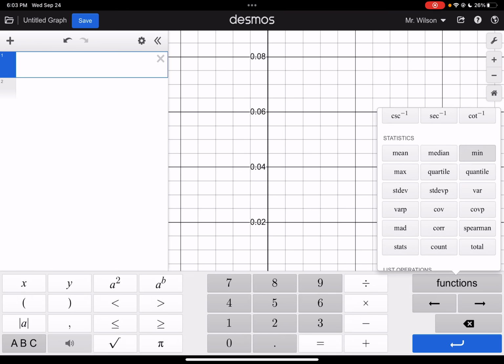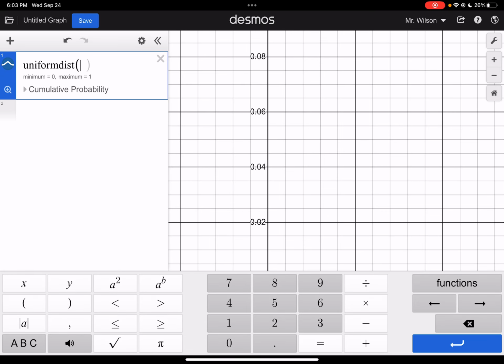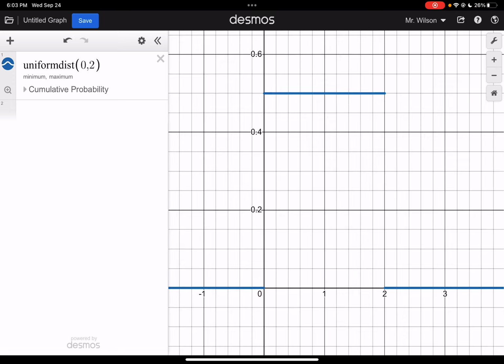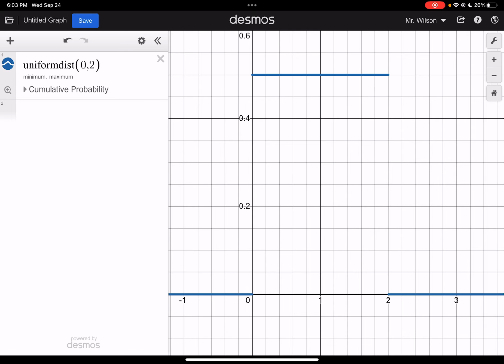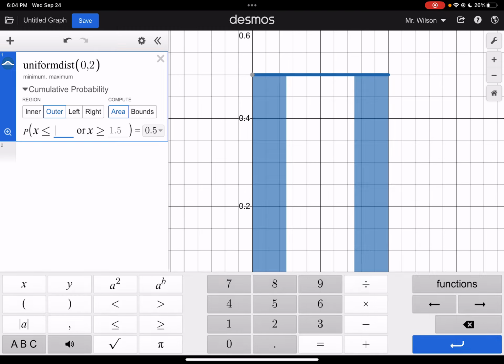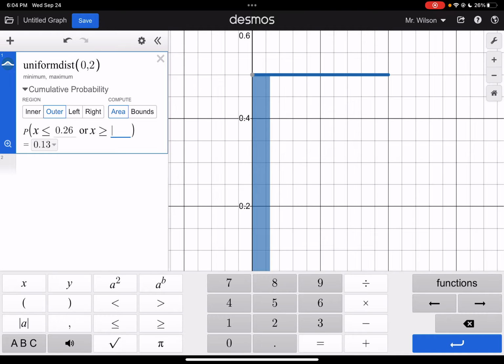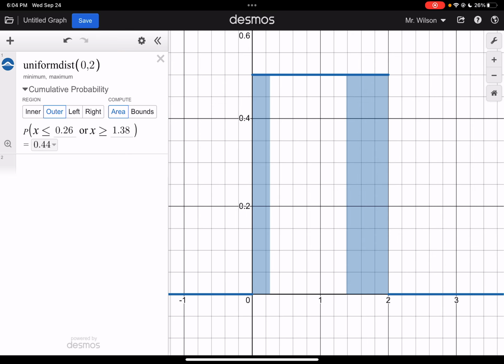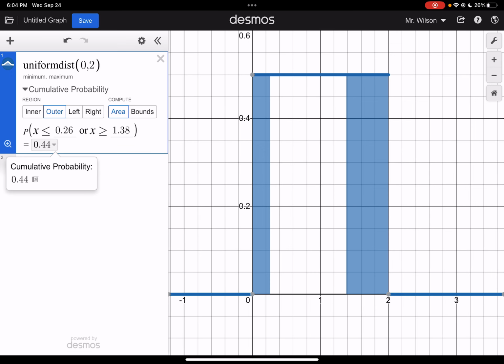What we can do instead is just take our uniform distribution function, our button here, put in the min and the max. So for this example, it was from 0 to 2. So let's find that. So there it is. And we can click on this cumulative probability button here, and it's going to give us some options. It's asking us what type of region we're looking for and what we want it to compute. So in this case, we want x to be less than 0.26 or greater than 1.38. So that's going to be an outer probability. So less than 0.26, greater than 1.38. That's our graph right there. Right? So that looks just like the one we have on our page. And you can see the probability right here is 0.44.